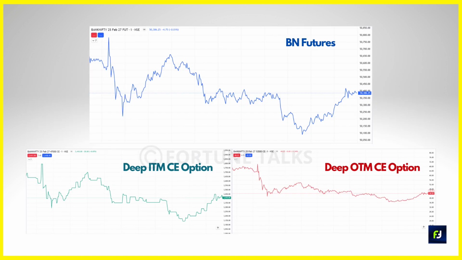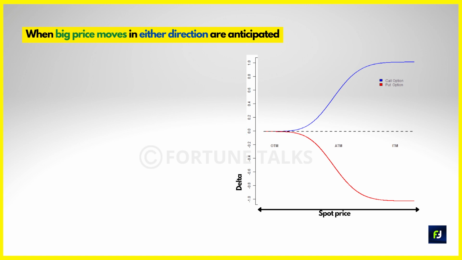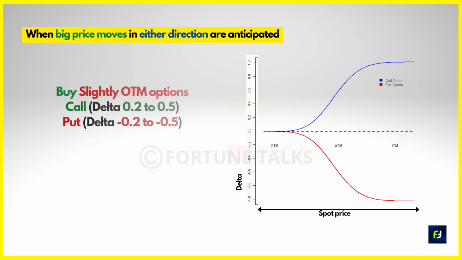This is quite evident in these two charts. You can notice that the deep OTM options did not change much despite the noticeable change in the price of the underlying asset, while the deep ITM options moved almost similar to the spot price, but they were affected by time decay.